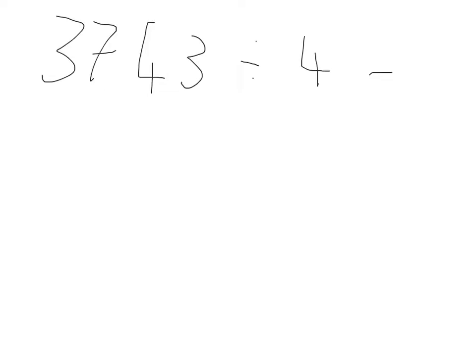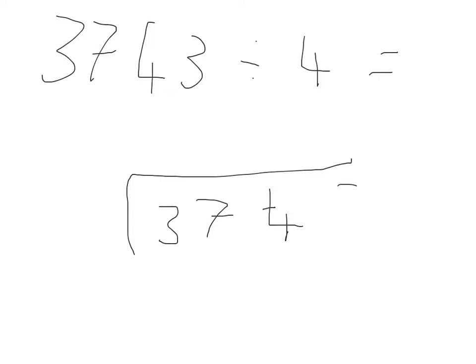First, you need to write down a sum. For example, 3,743 divided by 4 equals. Next, you need to do the bus stop method, which looks like this. Then, you would put the biggest number, which is 3,743, under it, like that. And then you need to put the 4 next to it, but the other side of the line.